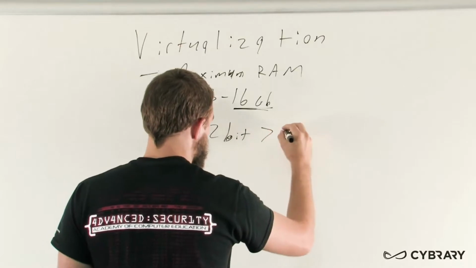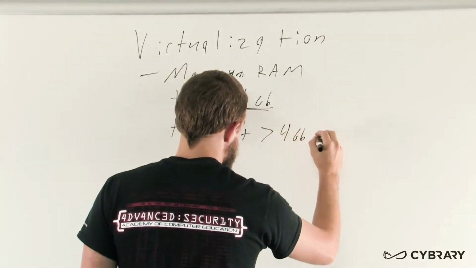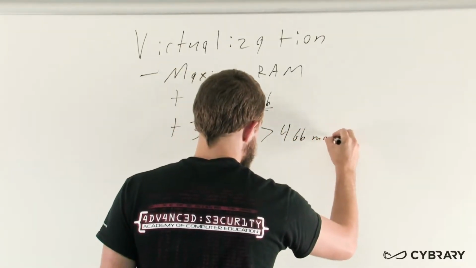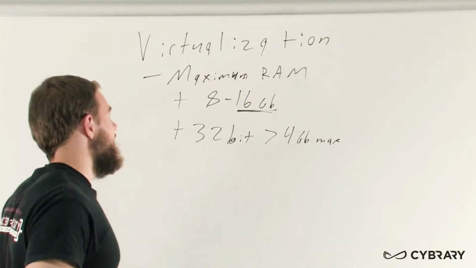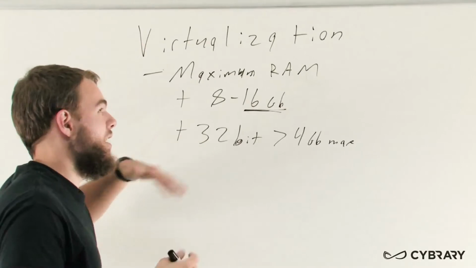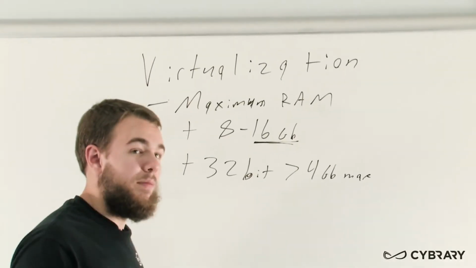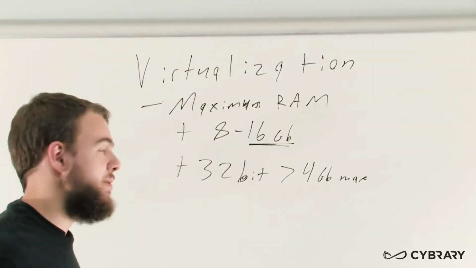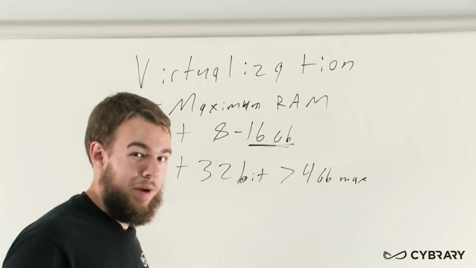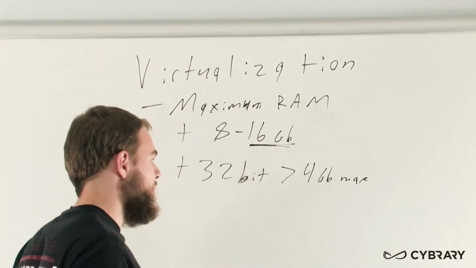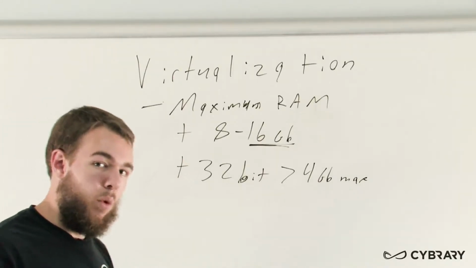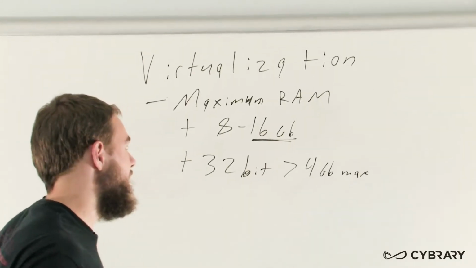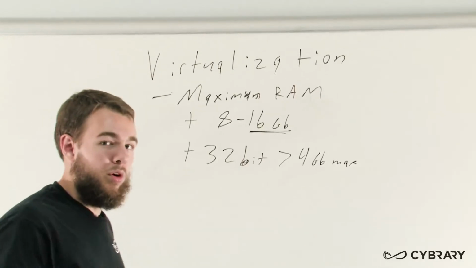Now remember that 32-bit machines max out at 4 gig of RAM. So that means that we want to make sure that our host machine is a 64-bit machine. We don't want it to be a 32-bit version because we only have that 4 gig max. We want to have a 64-bit machine for our host machine so that we can virtualize more computers and they can run more efficiently.